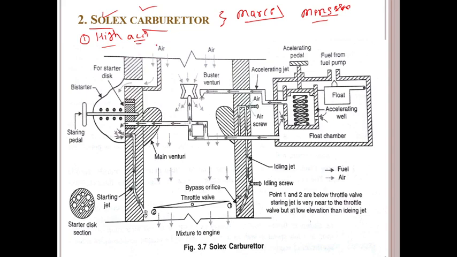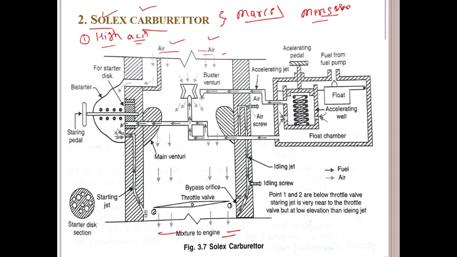The Solex carburetor is a downdraft carburetor. In a downdraft carburetor, air enters from above and exits below. If you observe the diagram, the air comes from the top position and moves in a downward direction. That's why it is called a downdraft carburetor.